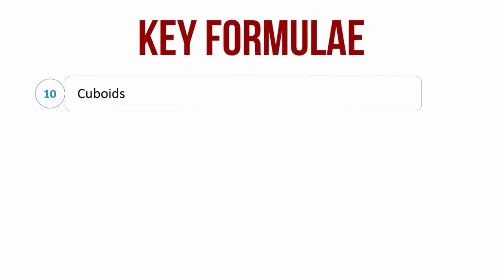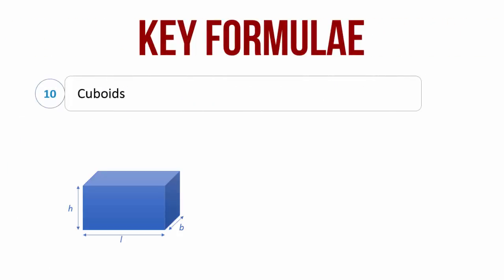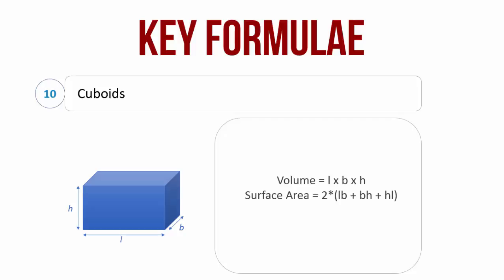Similar to a cube is a cuboid. If a cube reminds you of a square, a cuboid shall remind you of a rectangle. The three key dimensions in a cuboid that you must know: one is the length, one is the breadth, and one is the height. If these are denoted by L, B, and H respectively, then the volume of a cuboid is L times B times H. And the surface area is 2 times (LB plus BH plus HL). A diagonal of a cuboid is given by the formula root over L square plus B square plus H square.